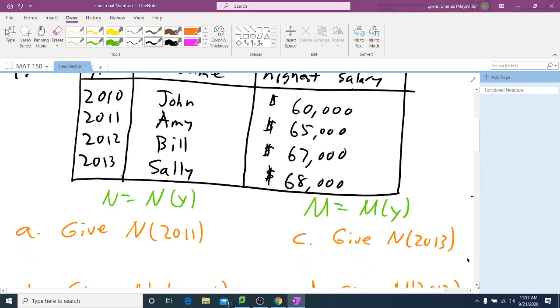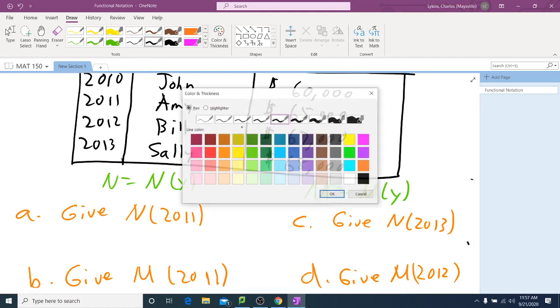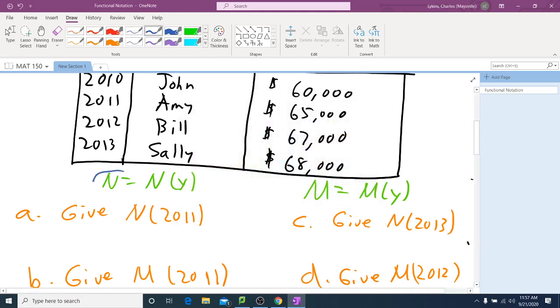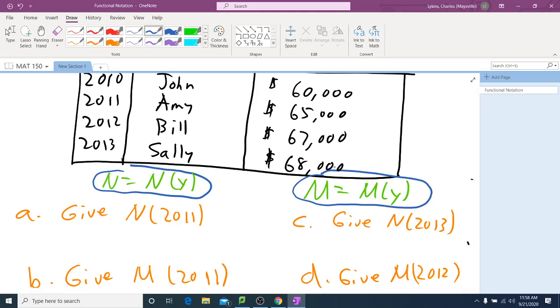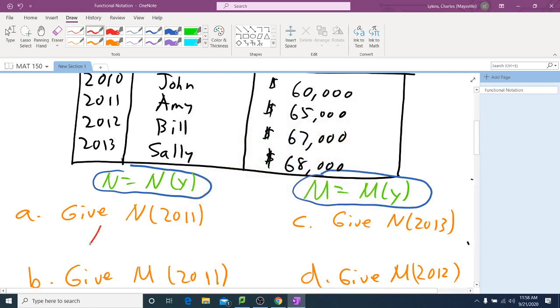So several questions I can answer or ask you at the beginning of this. Now, the name, which I'm going to circle, is represented by N. And M is represented by the amount of money. Okay? So the first example, it says give in 2011. That means just give the name. Well, the name in 2011 is Amy.